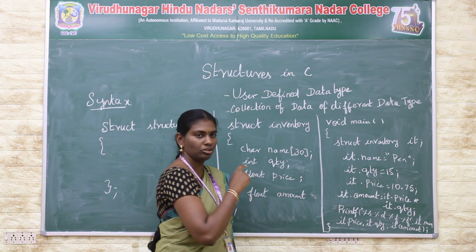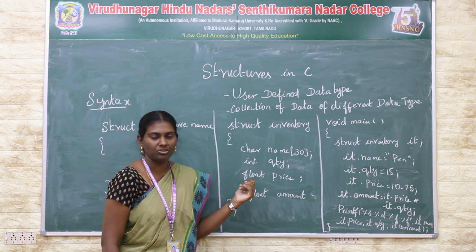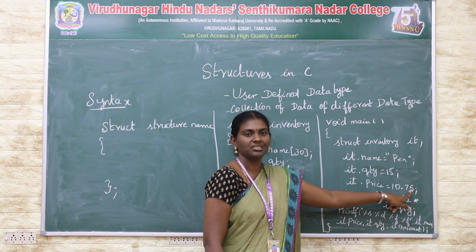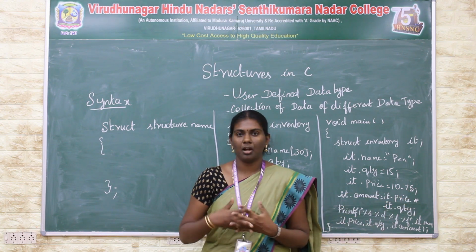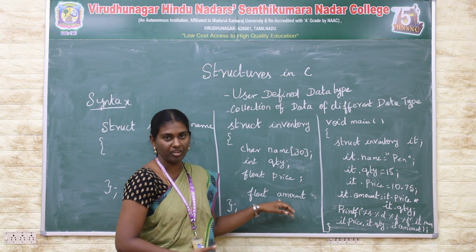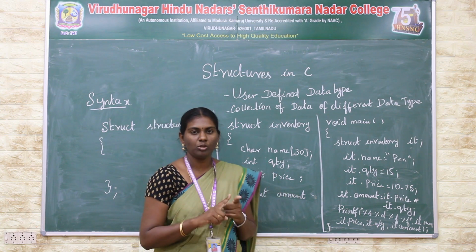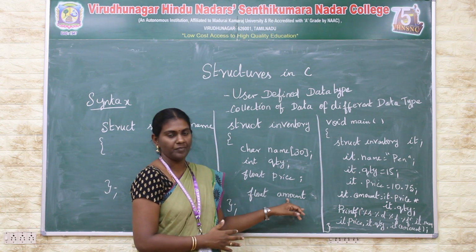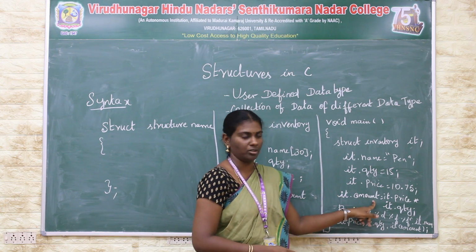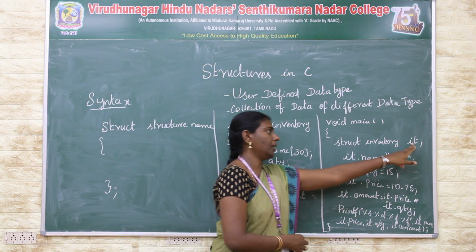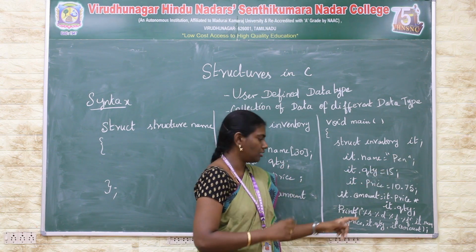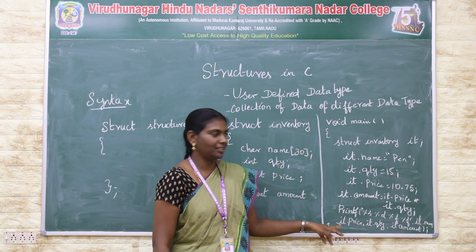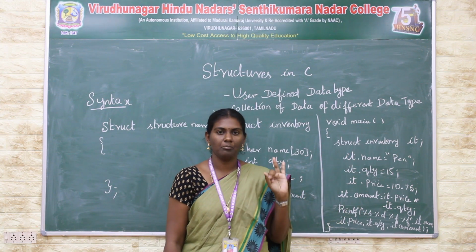Next is IT dot price. Here you see price is a variable of type float, so I am giving 10.75. Next I have to compute the value of amount from quantity and price. I have to multiply the value of price and quantity and store it in the variable amount. So IT dot amount, the structure variable followed by dot amount, equal to IT dot price times IT dot QTY. In the next step, I am printing the content of the name, quantity, price, amount.